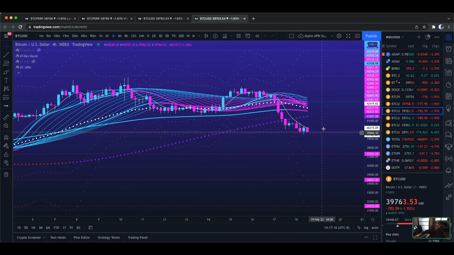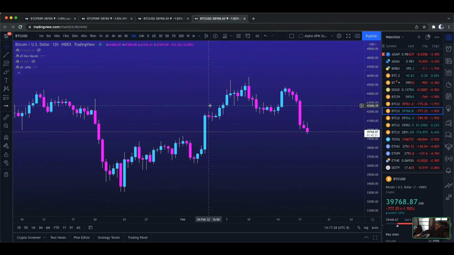So 4 hour wise, this baby needs to get back up here above. We do not want this reverse wave trend to cross back down this fissure again, right? Now, if we go to the 12 hour, look at the 12 hour. I was talking about that cross getting tested.